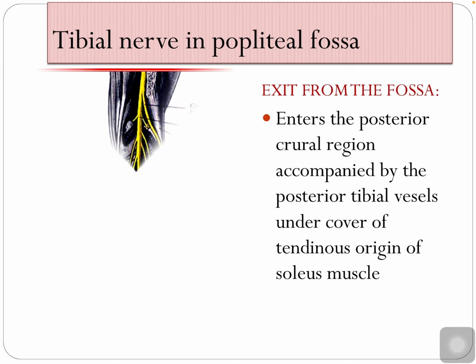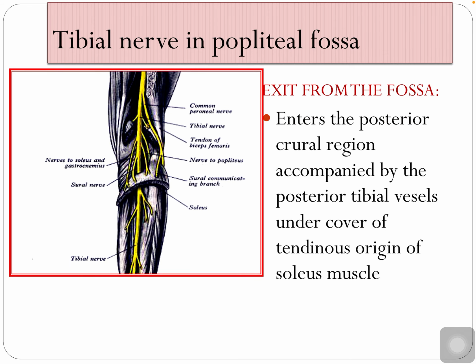Exit from the fossa. Yes, this is the tibial nerve. This is the sciatic nerve. You can appreciate this is the sciatic nerve in the upper angle of popliteal fossa. Popliteal fossa has 4 angles: upper angle, lower angle, and 2 lateral angles. This sciatic nerve divides at the upper angle of popliteal fossa into tibial nerve and common peroneal nerve. Tibial nerve runs in the middle of the fossa, as if dividing the fossa into 2 halves.